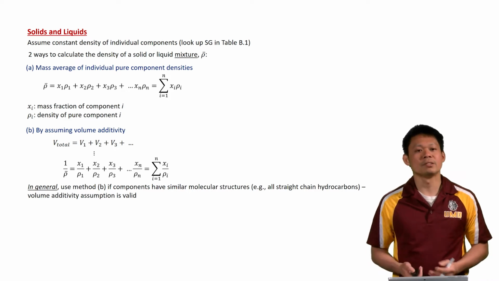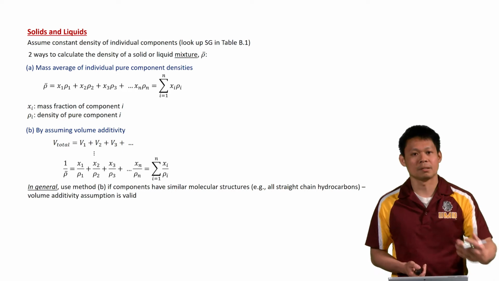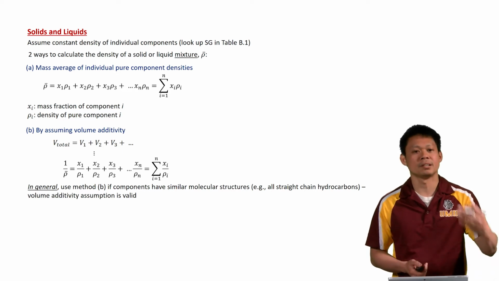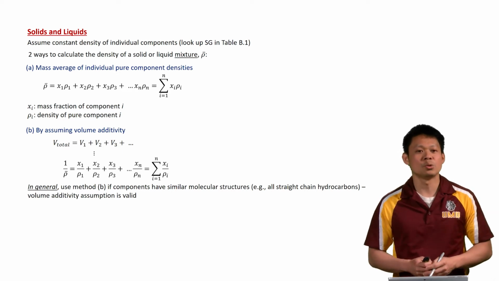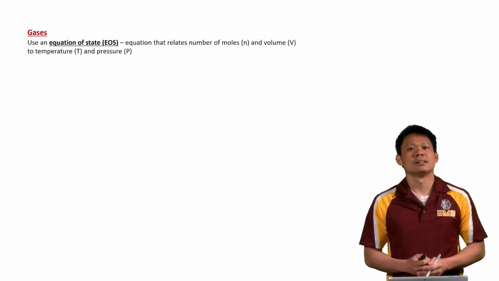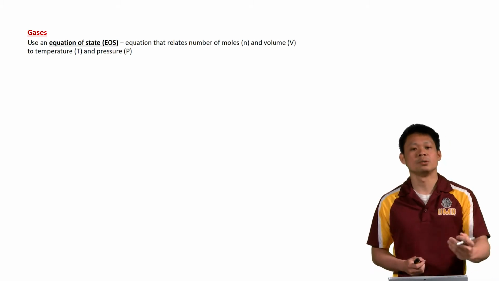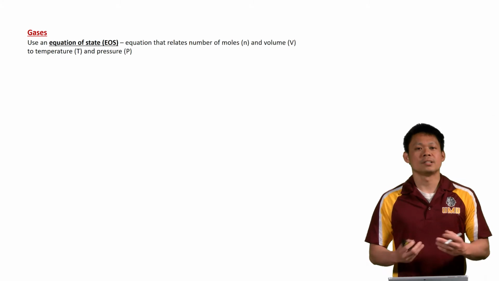All right, so now we have looked at solids and liquids. All we need to do is assume a constant density, look up the value in a table, and I presented two ways of looking at the average density. So let's go to gases. We say that for gases, the density is a strong function of temperature and pressure. What we need to do now is to use an equation of state. What's an equation of state?